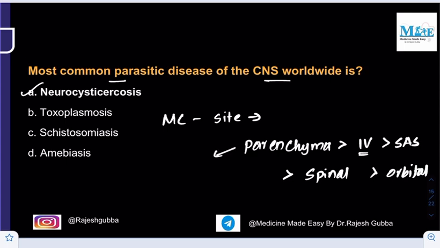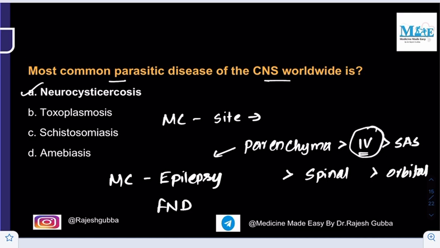Because the most common site is within the brain parenchyma, the most common manifestation will be epilepsy, and the other manifestation will be focal neurological deficit. When the cyst is within the intraventricular area, it obstructs the CSF flow and results in hydrocephalus. If the cyst is within the subarachnoid space, the individual can develop meningitis, called basal meningitis. And if it is within the spinal cord, it will cause spinal cord compression.